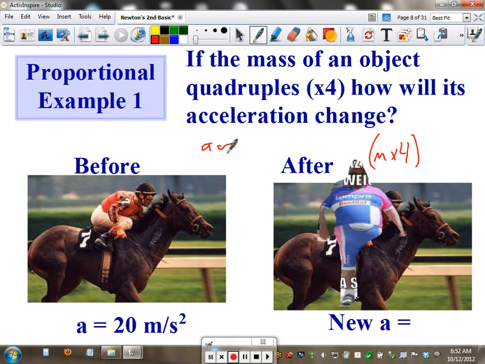Well, acceleration is indirectly related to mass. That means if this goes up, this goes down in a proportional way. So if mass quadruples, that's 1 over times 4, so acceleration is now a quarter of what it used to be. A quarter of 20 would be 5. If mass were only doubled, it would be half of what it used to be, 1/2, and acceleration would be 10 meters per second squared.